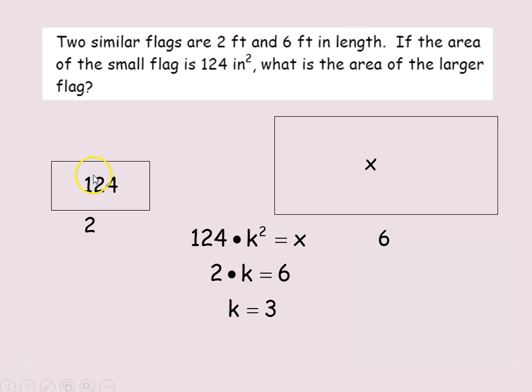Therefore, this area needs to be related to the larger area by the scale factor squared. Scale factor squared here is going to be 9. So if we do 124 times 3 squared, or 9, we're going to get 1,116 inches squared. So the area of the larger flag is 1,116 inches squared, by finding the scale factor between the two flags and then squaring it, because the areas are related by the scale factor squared.